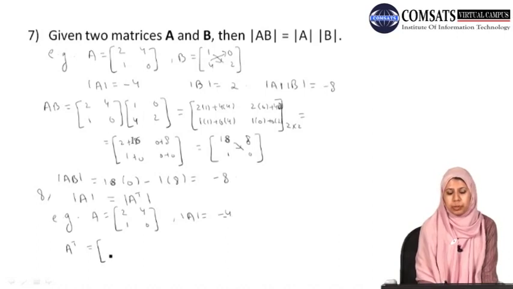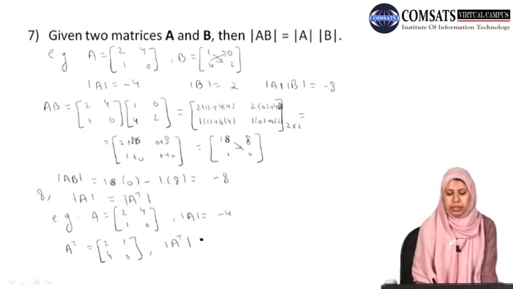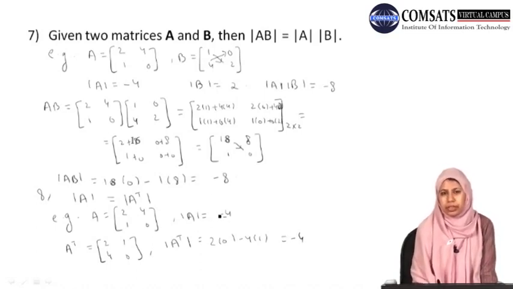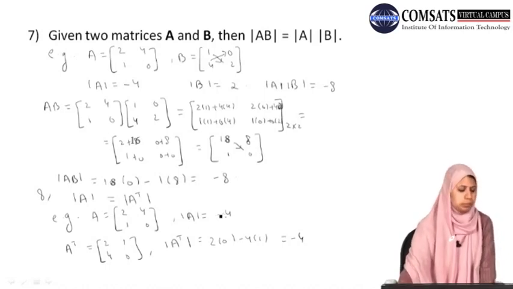Now what is the transpose of this matrix? The transpose is obtained by replacing the rows with the columns. So the first row will be the first column now, and the second row will be the second column now. And now the determinant of the transpose will be 2 into 0 minus 4 into 1, which is minus 4. So the eighth property says that the determinant of the matrix and of its transpose are always equal.